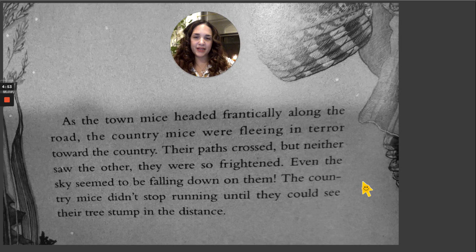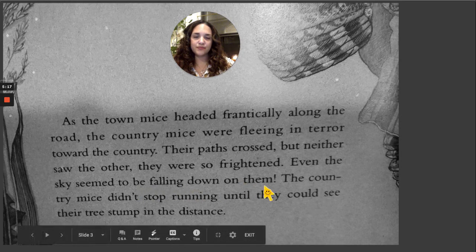As the town mice headed frantically along the road, the country mice were fleeing in terror toward the country. Their path crossed, but neither saw the other. They were so frightened. Even the sky seemed to be falling down on them. The country mice didn't stop running until they could see their tree stump in the distance.